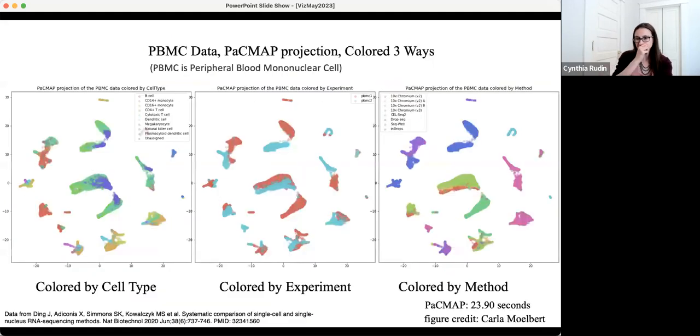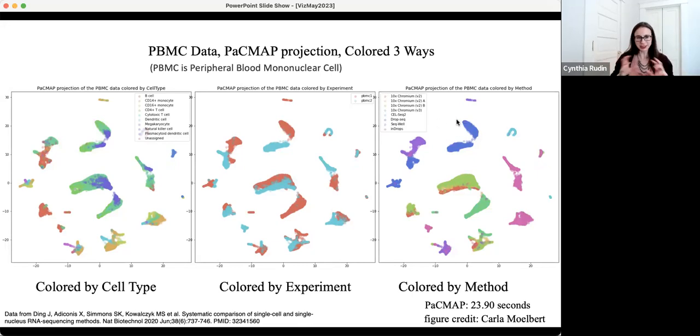So here's a data set, a visualization by Carla, who's been working with us from a lab in Germany. She visualized this peripheral blood mononuclear cell data and colored it three different ways. This is colored by cell type. And you could look at this here. Okay, so that's why these two clusters are connected, because they have the same cell type. But they're different because they have different experiments. And yet they're also the same method. So that's why they're kind of off by themselves.